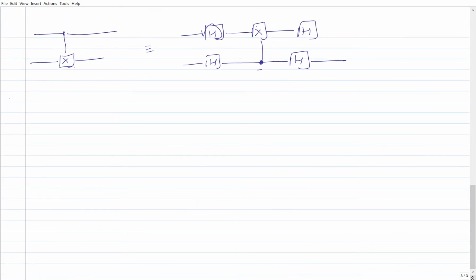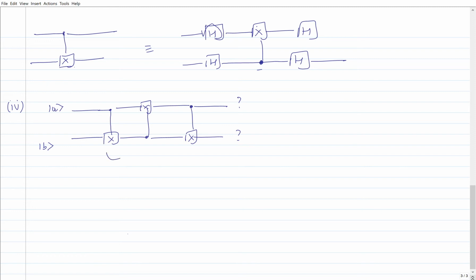There's a very interesting gate or a circuit. What does it do? You guys tell me. I have a state A and I have a state B, and this is a control NOT. I have another control NOT, and I have another control NOT. What's going to be the output?